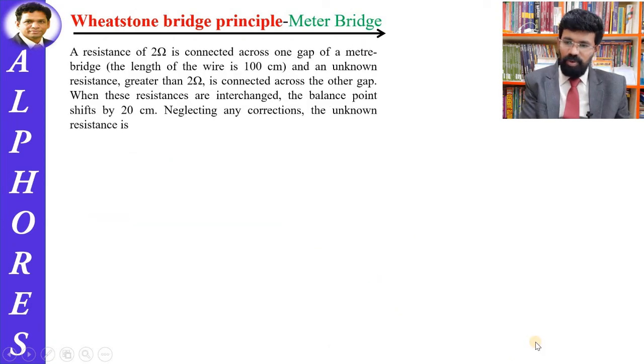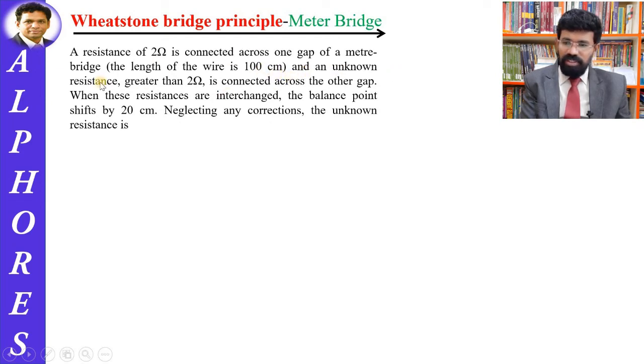Let us see one more question. A resistance of 2 ohms is connected across one gap of a meter bridge. One gap, it was not mentioned whether it is left or right. I'll consider that this 2 ohm resistance is connected in the left gap. The length of the wire is 100 centimeters. This is known to us in a meter bridge. The length of the wire will be 100 centimeters.